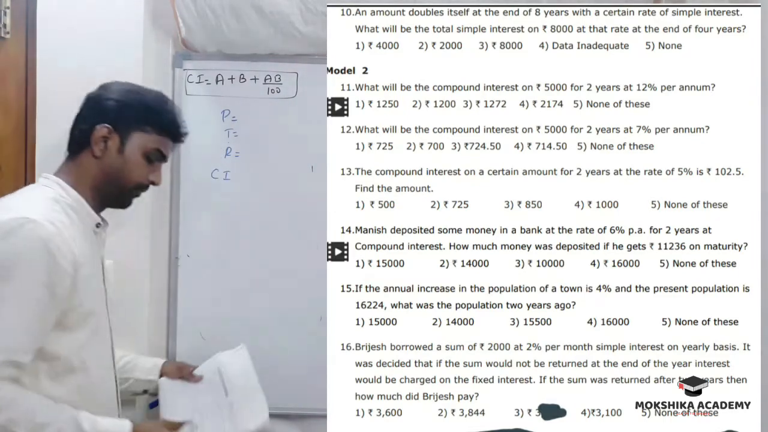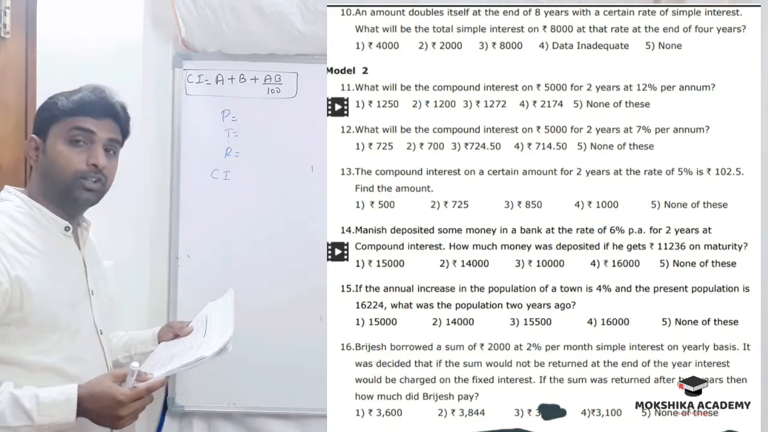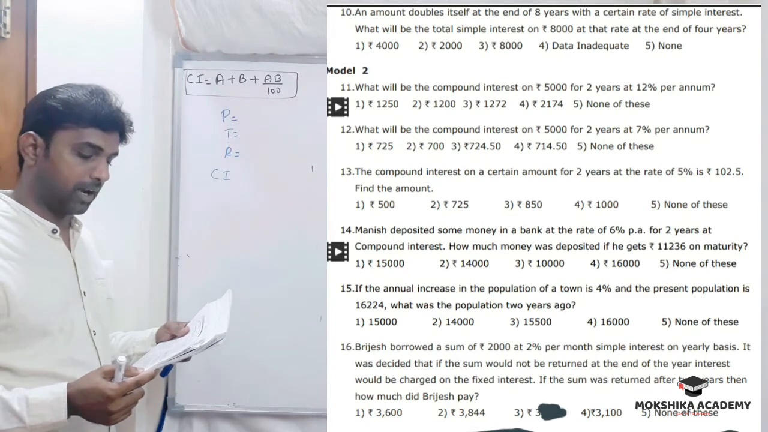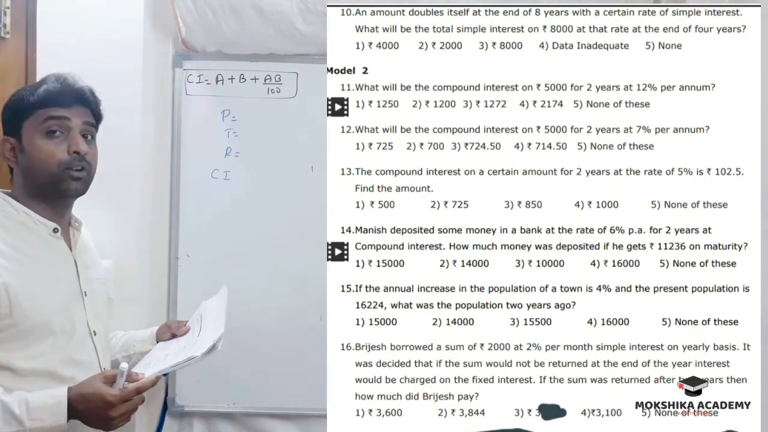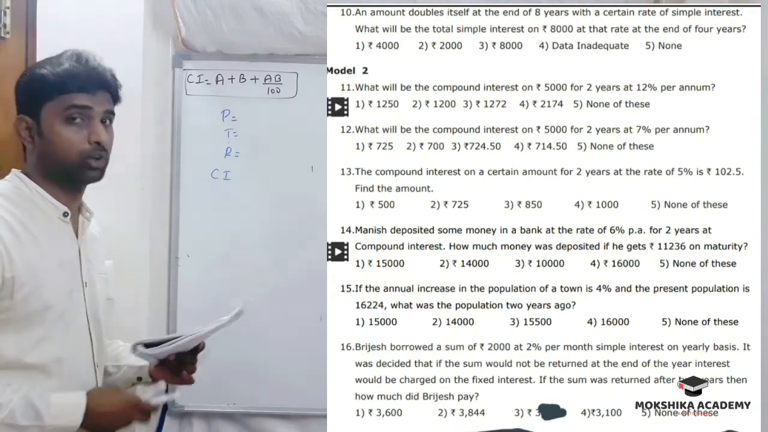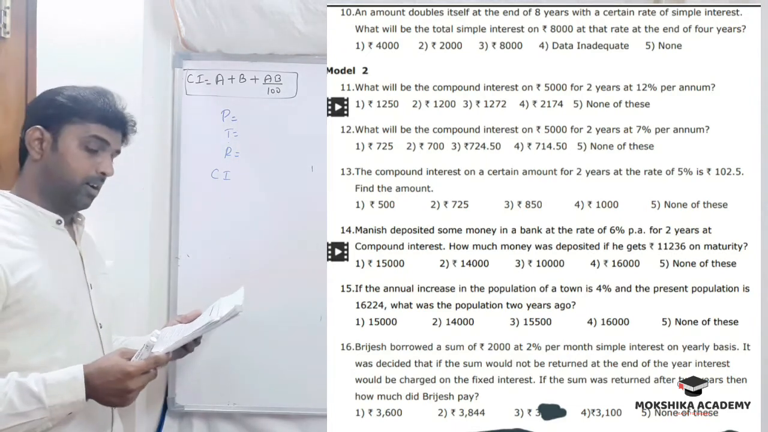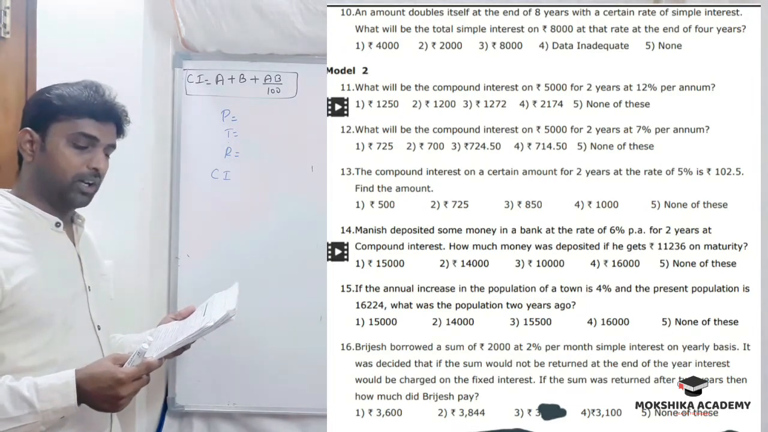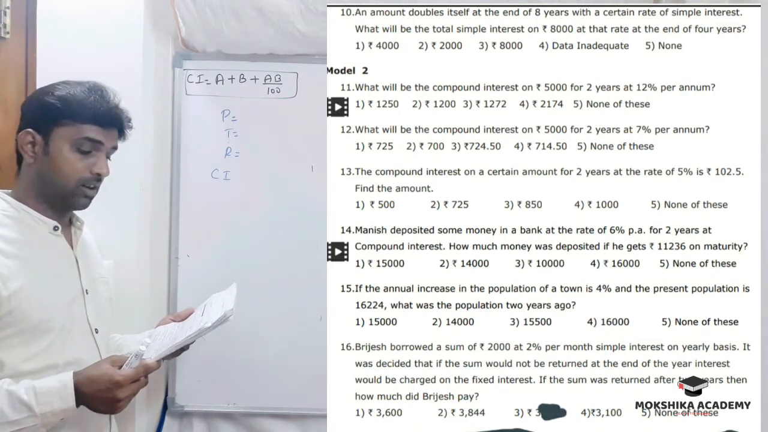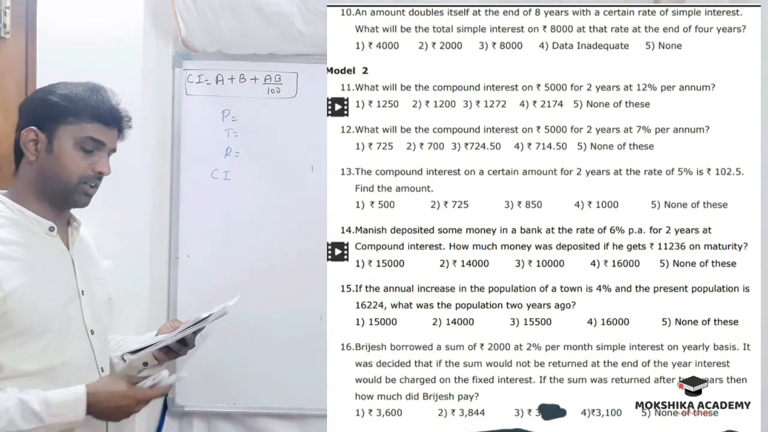Look at the next question. Manish deposited some money in a bank at the rate of 6% per annum for 2 years at compound interest. You need to read whether compound interest or simple interest is given. How much money was deposited if he gets 11,236 on maturity?